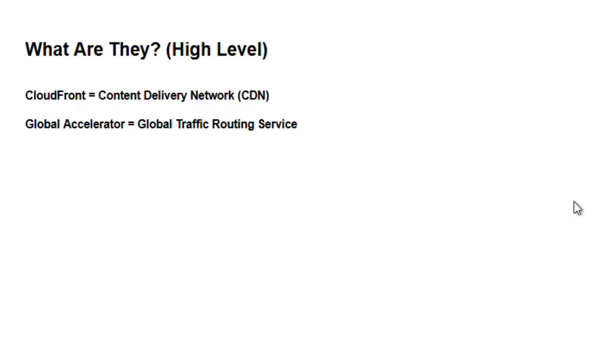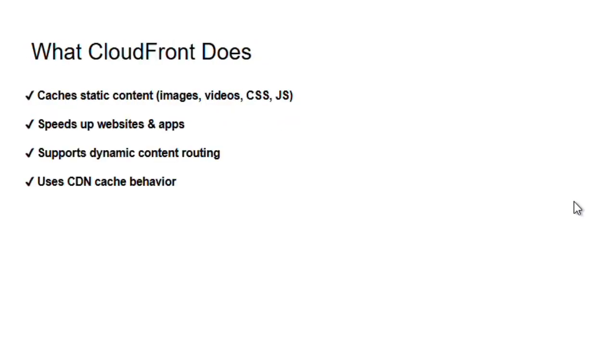What are they? CloudFront is a CDN, meaning it caches your static and streaming content at AWS edge locations. Global Accelerator is not a CDN. It speeds up connections by routing traffic over the AWS global network instead of the public internet. Think of CloudFront as content caching and Global Accelerator as network acceleration.